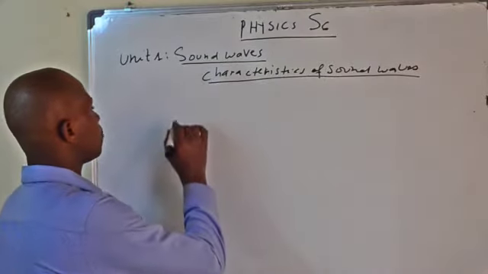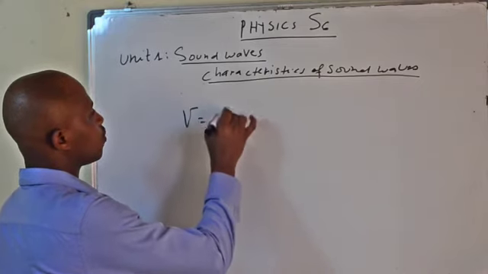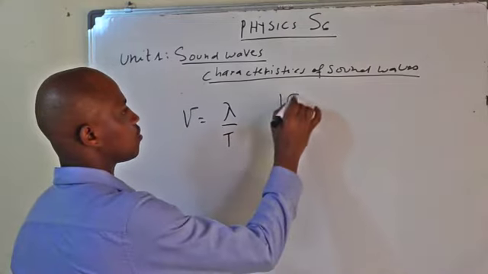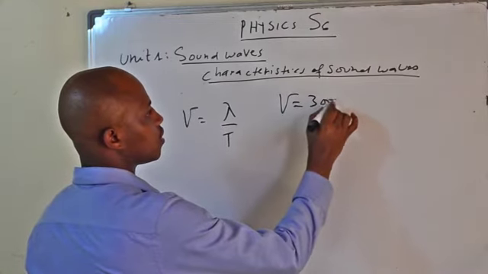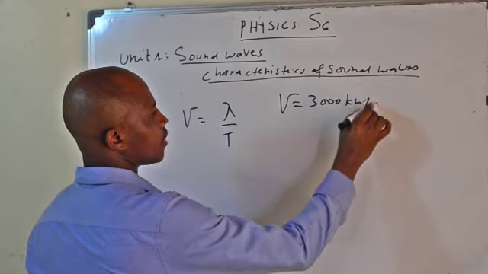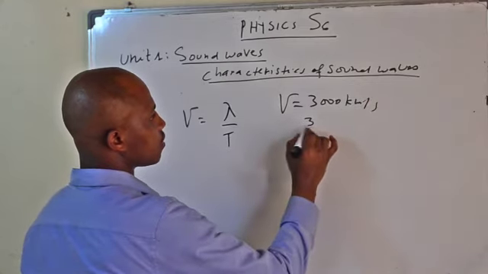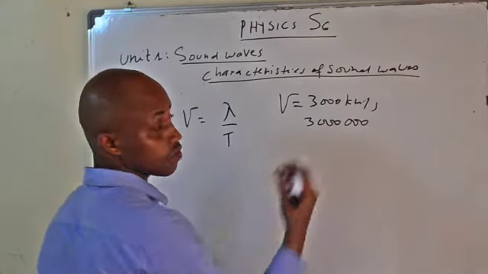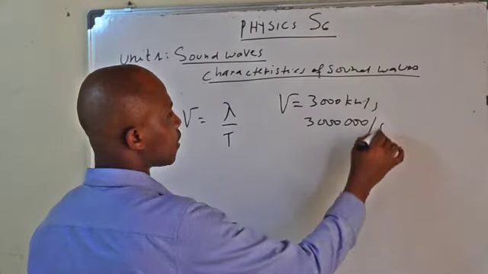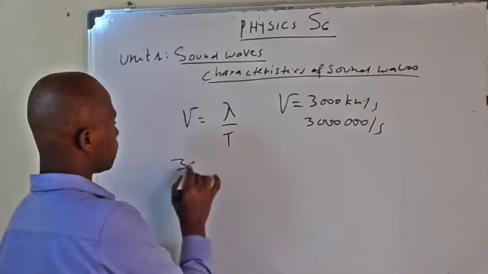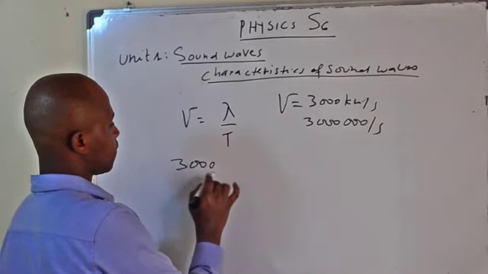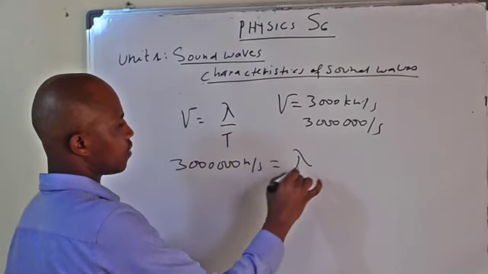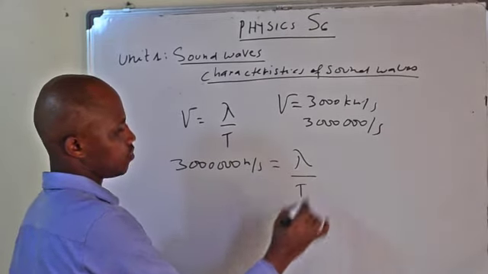So as we have said that the speed is equal to wavelength divided by the period, and remember the speed is equal to 3,000 kilometers per second, to mean that is 3,000 times 1,000 because it is 1 kilometer then per second. Now you can write 3,000 meter per second is equal to the wavelength divided by the period.